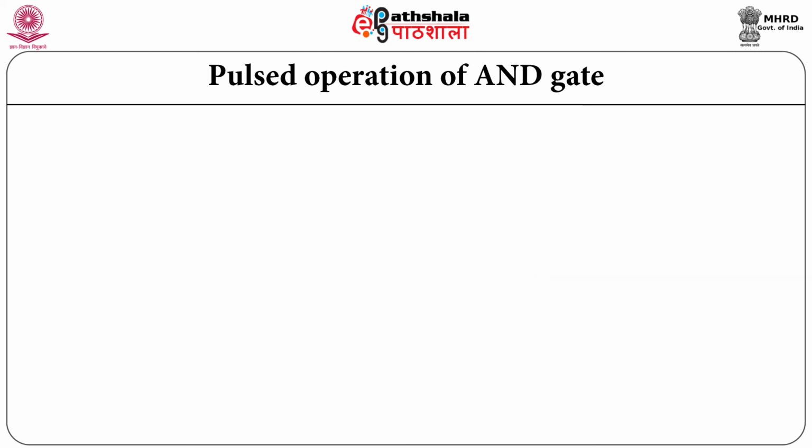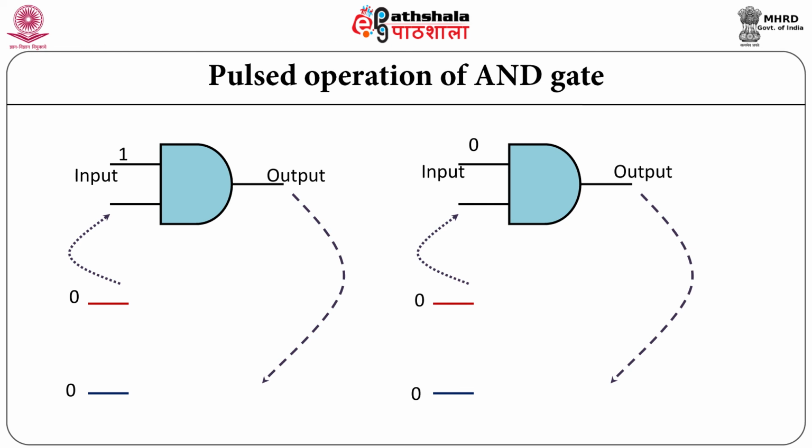Let us now study the pulse response of the AND gate. In order to study the pulse response, it is important to look at the inputs of the gate with respect to each other to determine the output level at any time. Let us consider two AND gates where one of the inputs is fixed and tied to either 0 or 1, and a pulse waveform is applied to the other input.